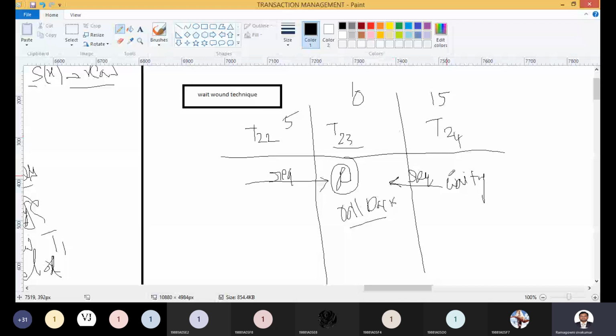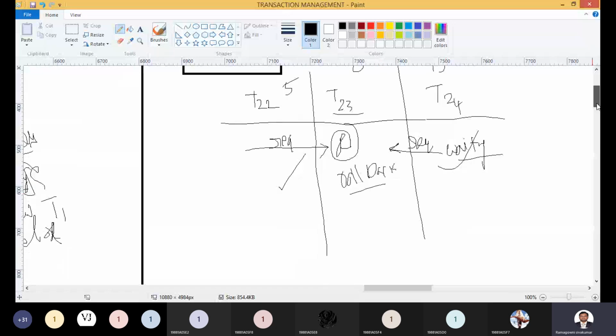So here the younger transactions are made to wait in a queue and the older transactions are going to be aborted. Okay, see the conditions here.